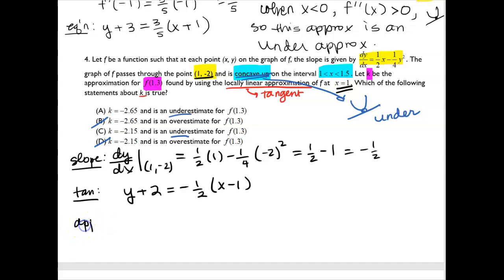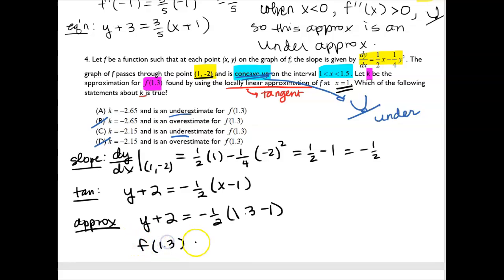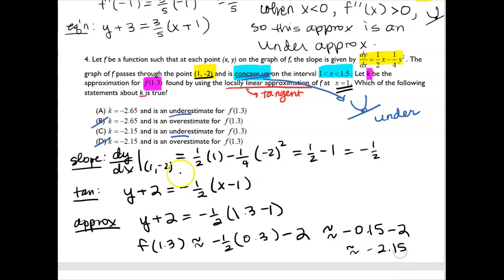So my approximation, I'm going to plug in 1.3 for x and simplify. So f of 1.3 is approximately -1/2 times 0.3 minus 2. So half of 0.3 is -0.15, minus 2 is -2.15. And so my answer here is C.